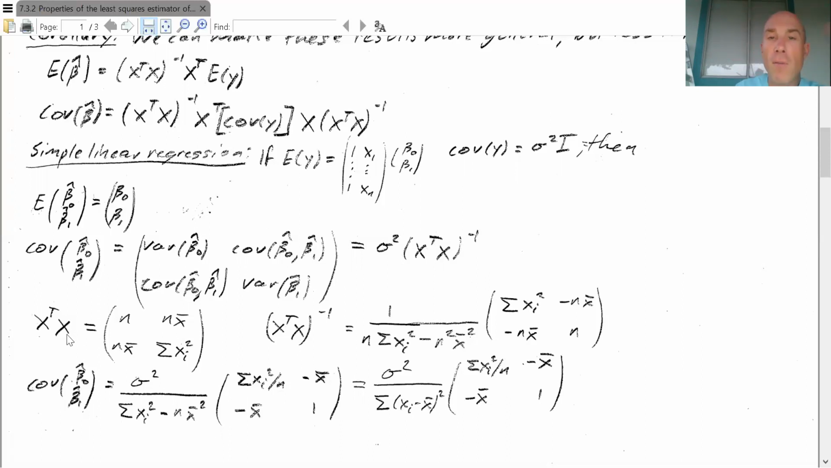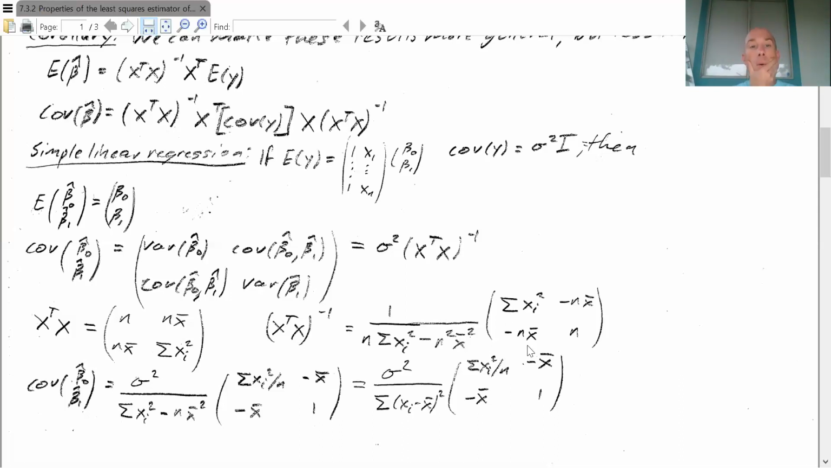Well, x transpose x, if I think about it for a bit, remember that the first column is all ones. When I take the vector of ones times itself, the dot product, I'm going to get n. When I take the one column times the x vector, I'm going to get x bar times n. That gives me both of these. And when I take this vector dot product with itself, I'm going to get the sum of the observations squared. All right, this is a 2 by 2 matrix. We have a wonderful formula for the inverse of 2 by 2 matrices, so let's go ahead and apply it. Easy peasy lemon squeezy, boom, we got this.